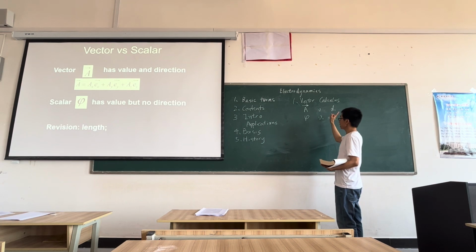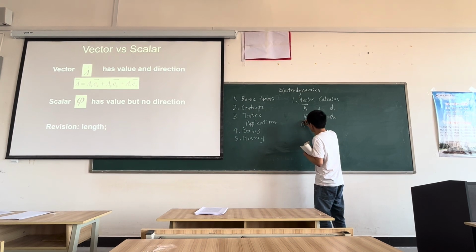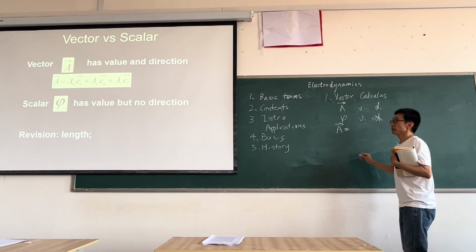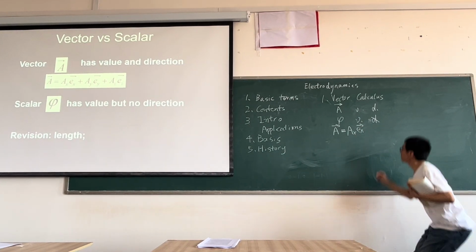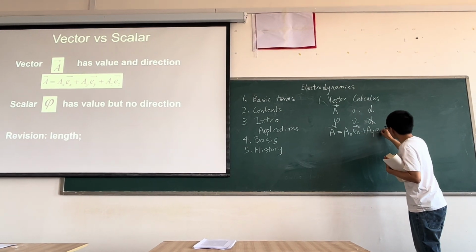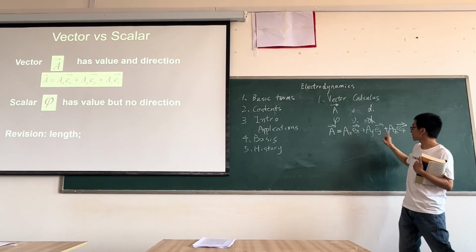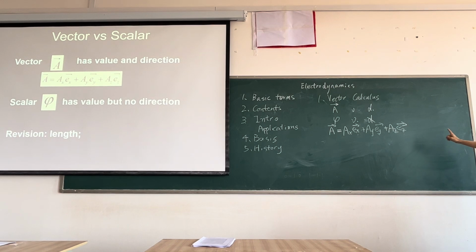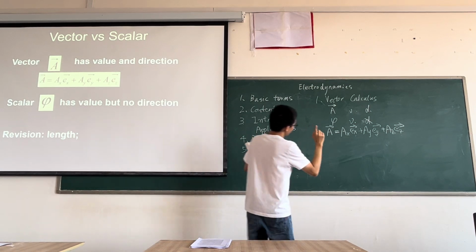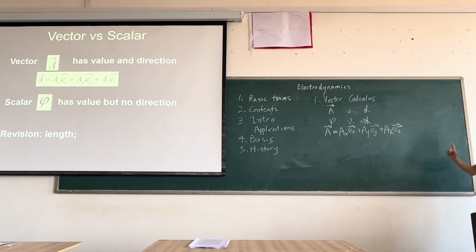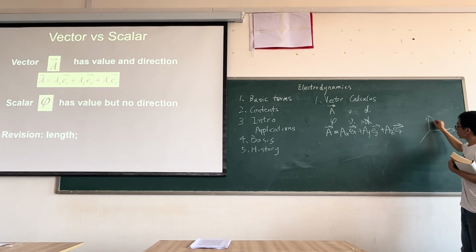As for a vector, we can also show a vector like this. Vector A equals AX times EX, plus AY times EY, plus AZ times EZ. What are these EX, EY, EZ? I think we are already third year students in physics, so you probably know it, but EX, EY, EZ are unit vectors of a Cartesian coordinate system.